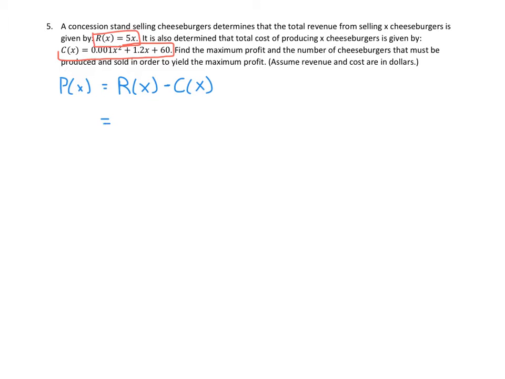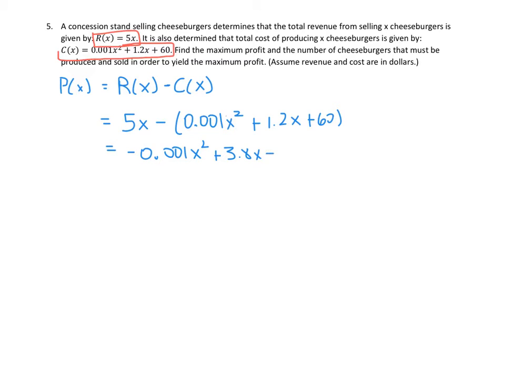So here our profit function, we're going to take revenue, 5x, and subtract from that the cost function, so subtracting 0.001x² plus 1.2x plus 60. Simplifying, we have that our profit function is negative 0.001x² + 3.8x − 60.